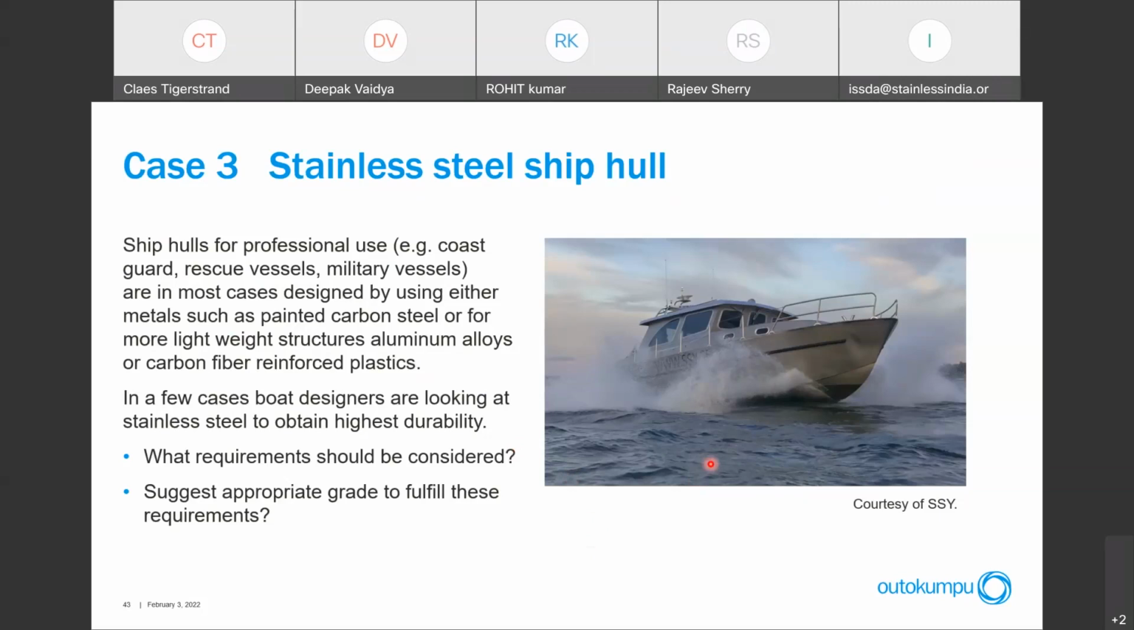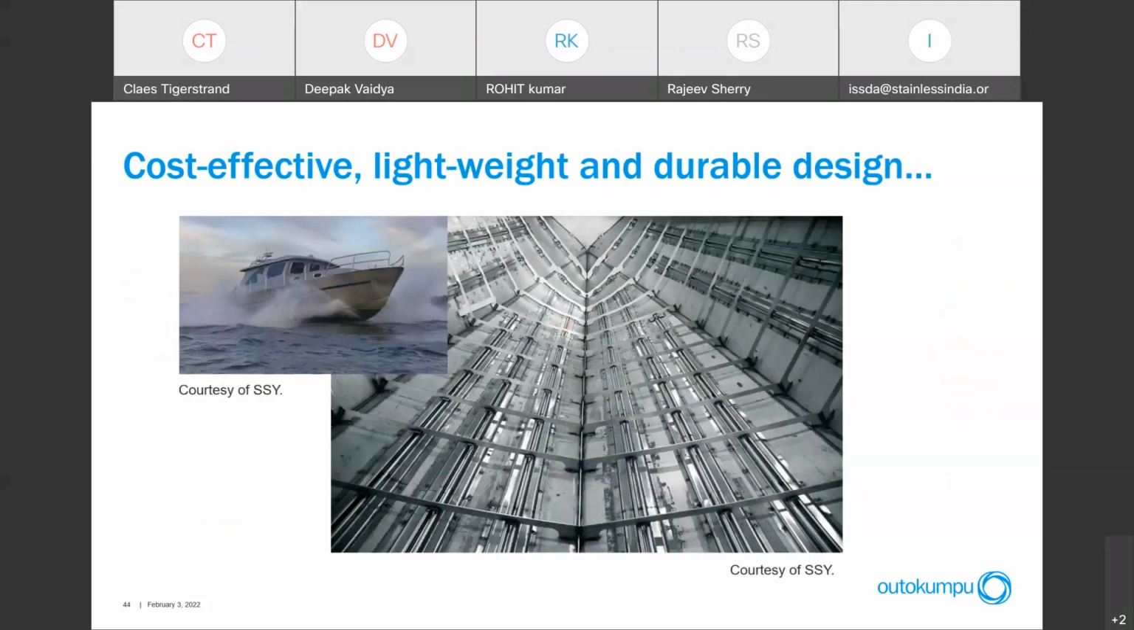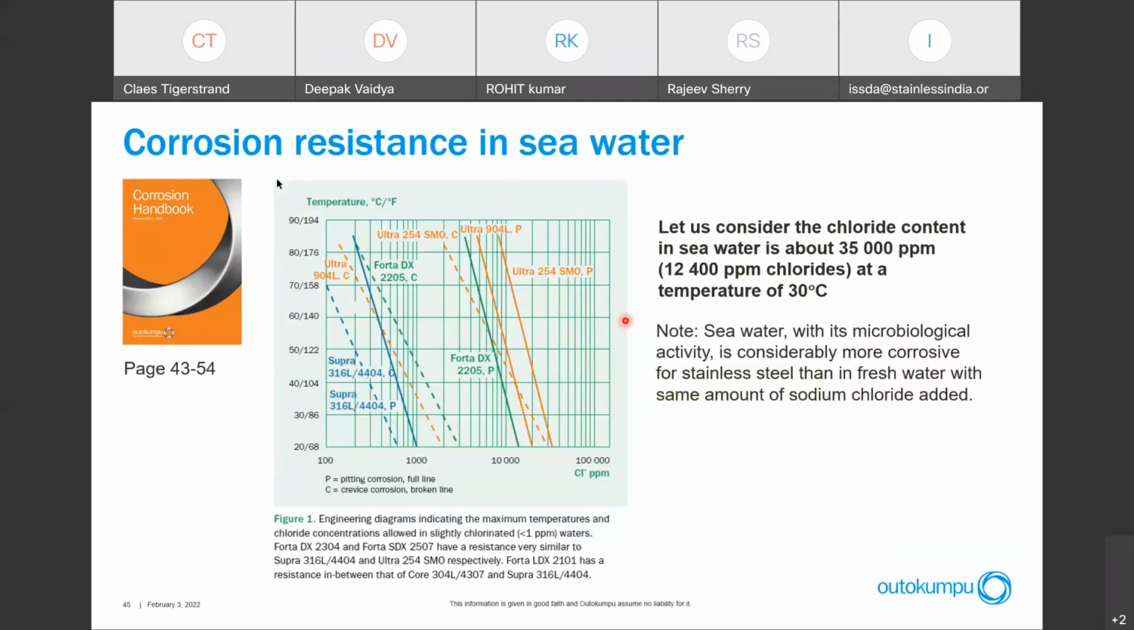Seawater is very corrosive, and for this type of boat you want to use a very thin structure, like the fuselage of an aircraft, a very flexible, durable structure. So they want to have high strength to reduce the thickness of material. But first of all, the most critical is, of course, the seawater. We need to resist the seawater.